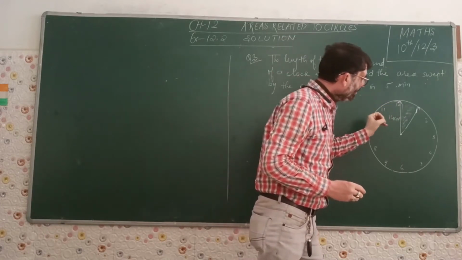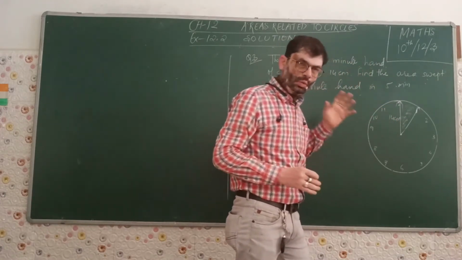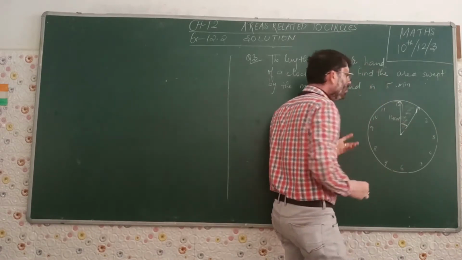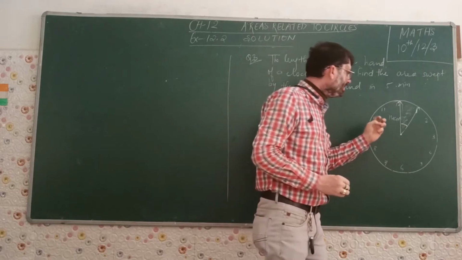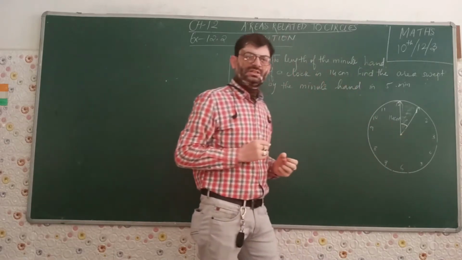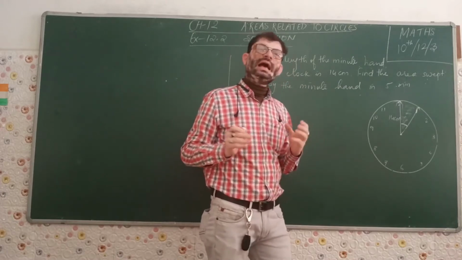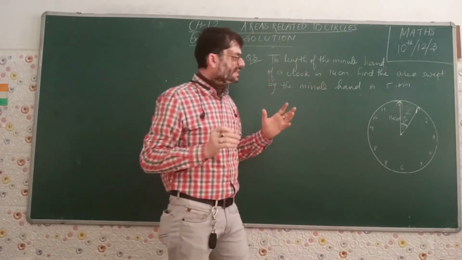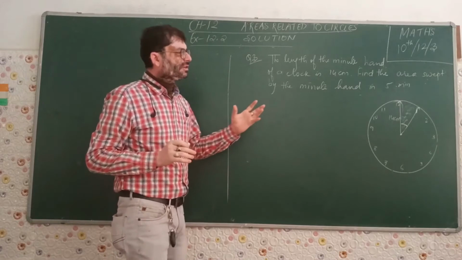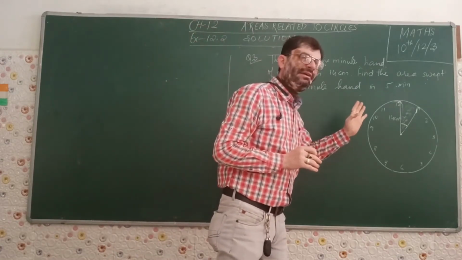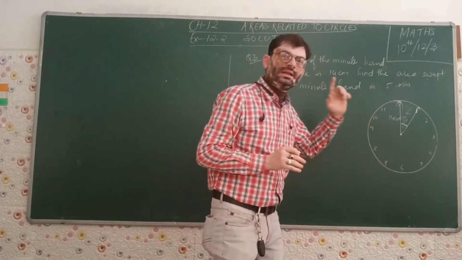A sector with the angle unknown. What is the angle? Because in order to find the area of that sector, we need the central angle of the sector. So the very first thing that we will have to find out is the central angle for the sector that is formed in moving the minute hand for 5 minutes, that is from 12 to the 1 position.